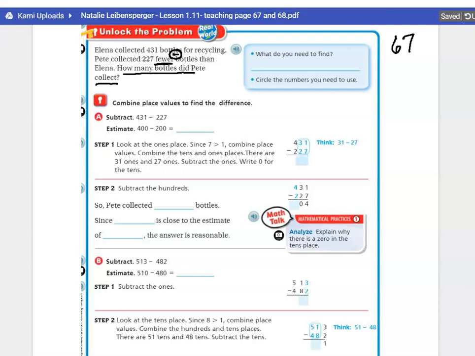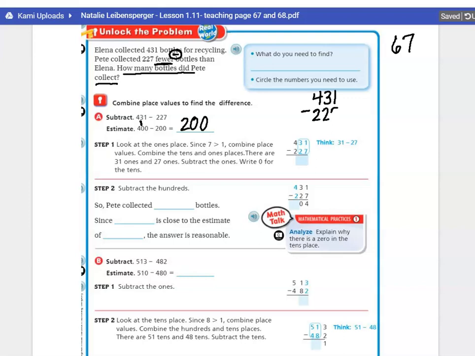So when I subtract, I can do my typical way that I'm used to subtracting by using place value. I'm going to estimate first, before I start, just to make sure that my answer is close to my estimate. So 431 would round to 400. 227 would round down to 200. So I know that my difference is going to be about 200. Now I'm used to subtracting like this, and that is fine. You will always be able to use this strategy.